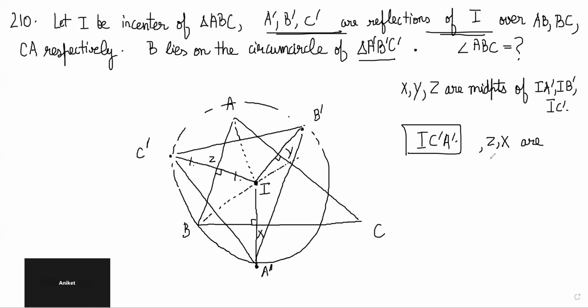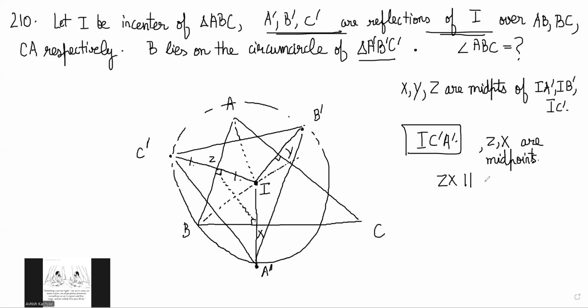So the midpoint theorem. X and Z are midpoints of the sides, so the midpoint theorem can be applied on ZX, right? So we know ZX is parallel to A'C'. Sorry. And ZX will have a length of half of that, right? ZX will be half of A'C'.